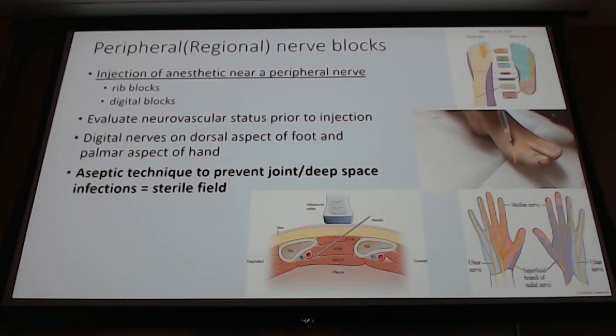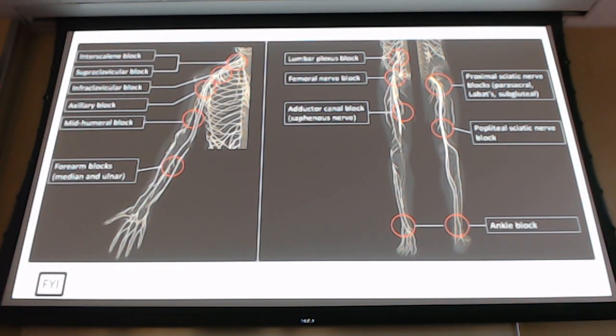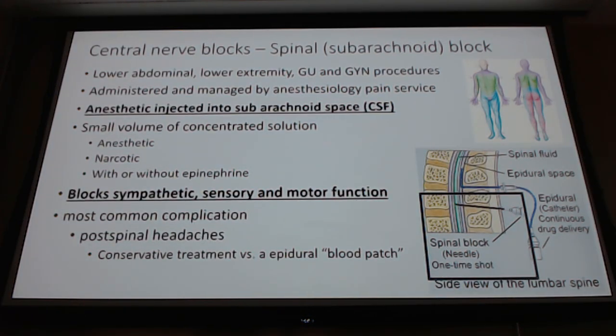Okay? And if you are doing a deep space or a joint, you're doing it under sterile settings. Okay? These are just some areas in which we can do regional blocks. Okay? We try to isolate those nerves, normally by ultrasound. Okay? All right, going into the central nerve blocks, or central blocks. Okay, there's 2 main ones. There's a spinal and an epidural.